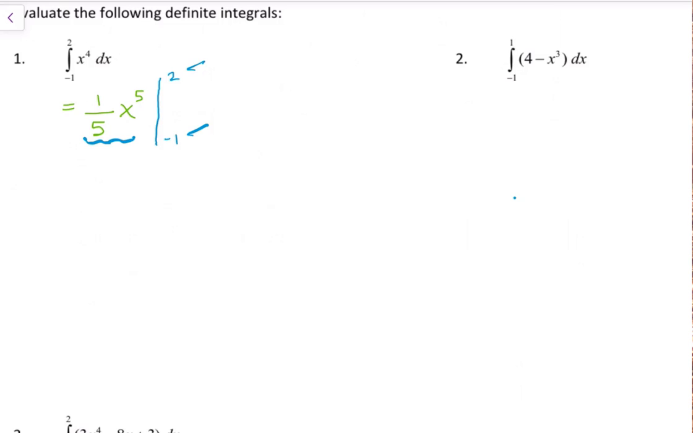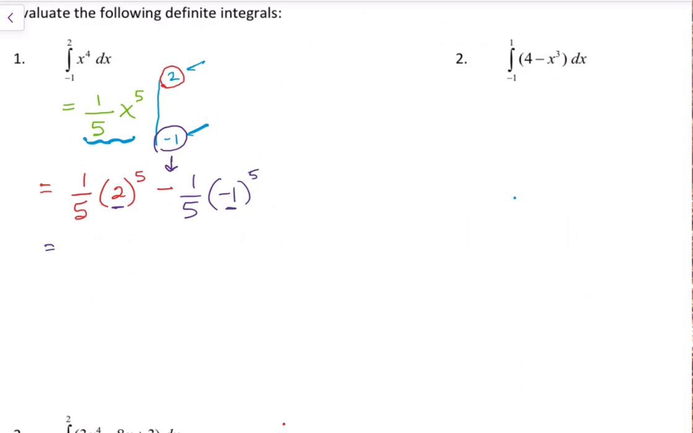Now we're going to apply the fundamental theorem of calculus, which says that we first plug in the upper limit of integration. So in for x, we replace that x with 2. So we've got 1/5 times 2 to the 5th power. And then we subtract from that what we get when we plug in the lower limit of integration, which is -1. So I've got 1/5, and then my -1 to the 5th power. Remember, it's always subtraction in between them, and it's always the upper limit first, lower limit second.